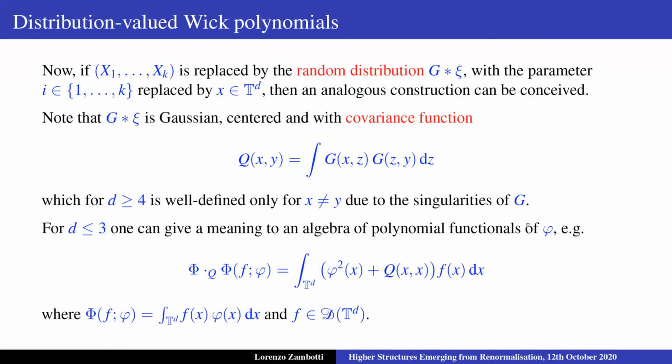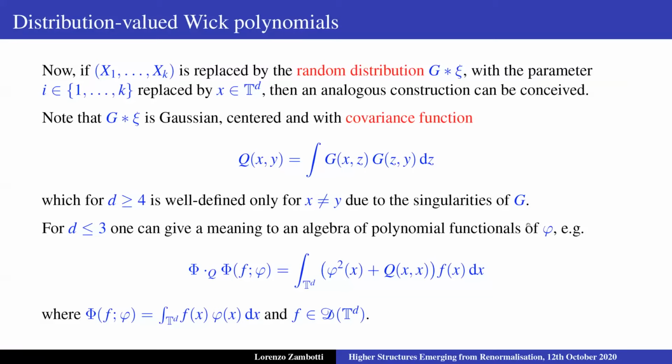Okay, now, in fact, we would like to do something similar, but if we replace this finite dimensional vector with our random distribution. So now the parameter i becomes the space parameter x in the torus, and therefore we have an infinite dimensional vector, if you want, this distribution. But you can conceive an analogous construction.